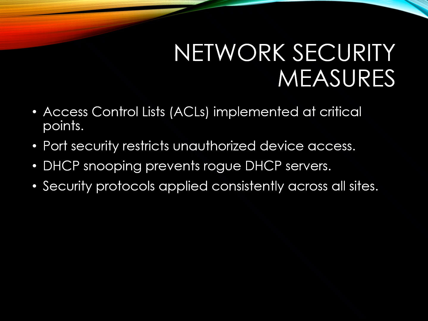Port security locks down individual switch ports, allowing only approved devices to connect. This is especially useful in physical locations like conference rooms or public desks. And finally, DHCP snooping protects against rogue DHCP servers. These rogue servers can cause chaos by assigning incorrect IP addresses. DHCP snooping ensures only trusted servers assign those addresses. Combining all these tools helps us enforce a zero trust security model.